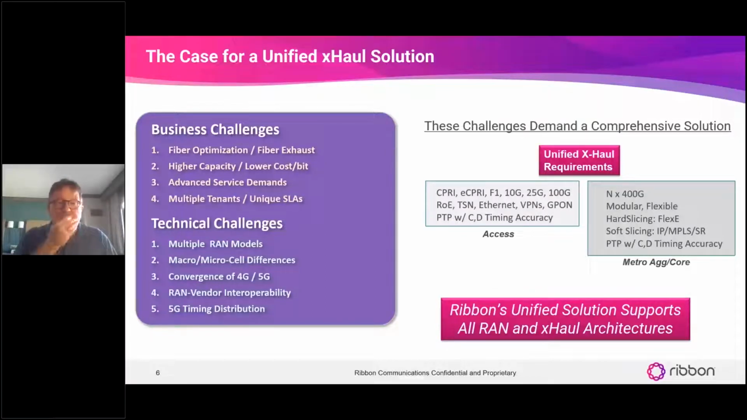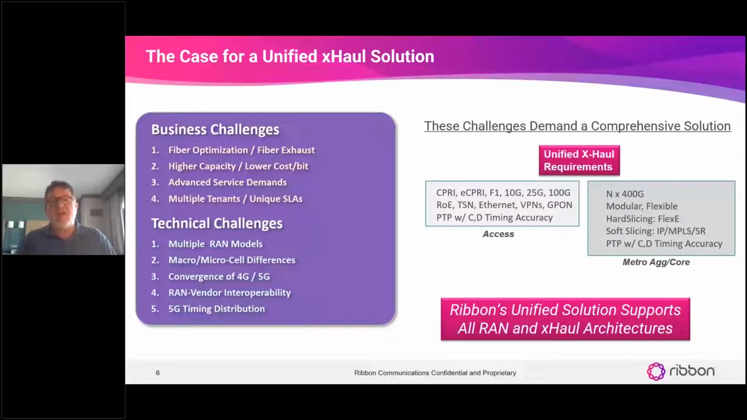Convergence of 4G and 5G. 4G is likely going to stay for some time. In fact, in many cases, 4G will simply be one of the data slices that runs across your 5G stream for 4G customers. So that is something that has to be managed as well.